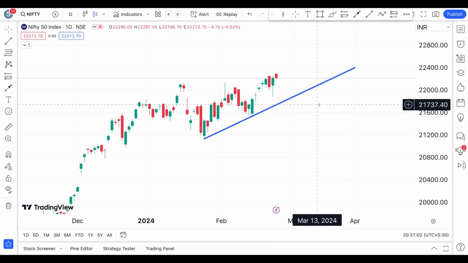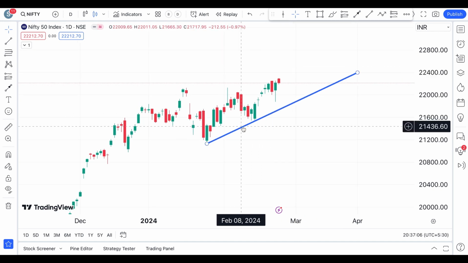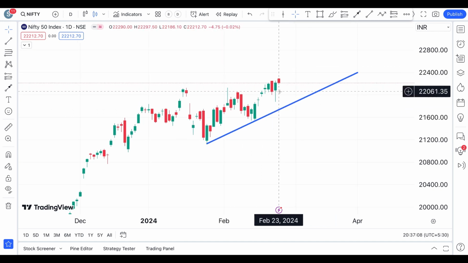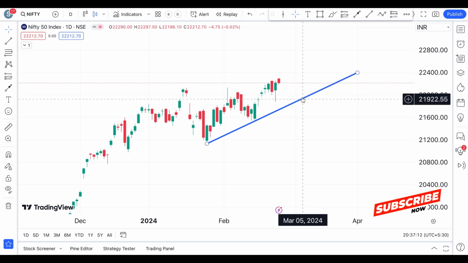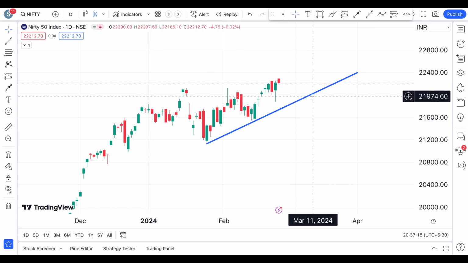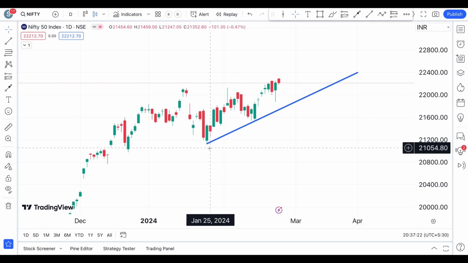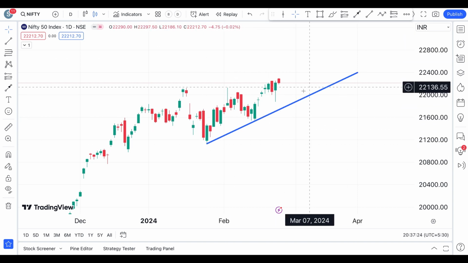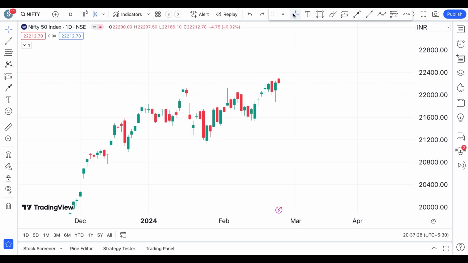So now, these 2 points are giving us a chance to draw this trend line. So any pullback after this breakout, there is a chance that this may act like a support for the Nifty. If it does, then it's going to be a valid trend line. Until then, since we have only 2 points in contact with this, it's a tentative trend line. So that's it about the Nifty on our daily and weekly time frame.